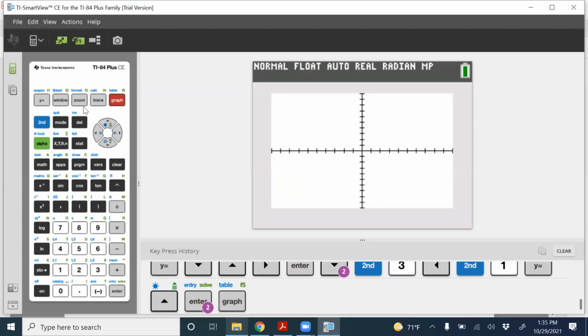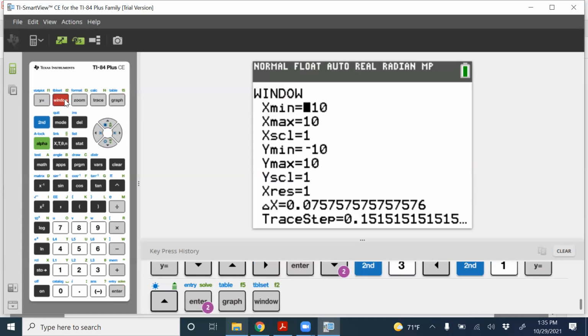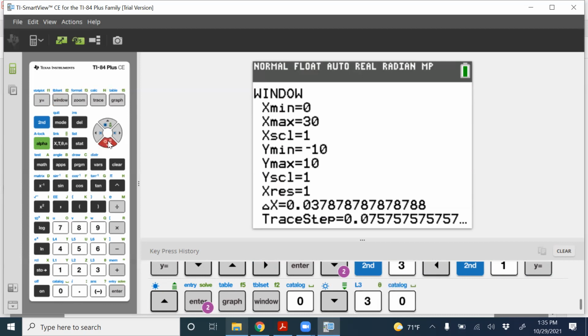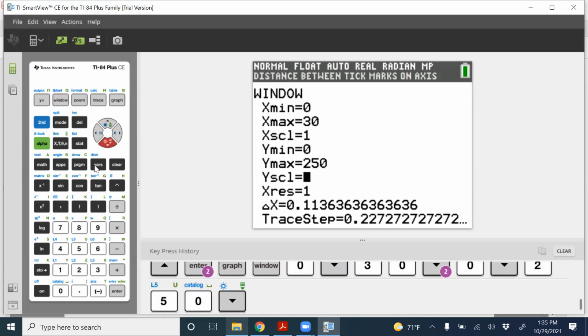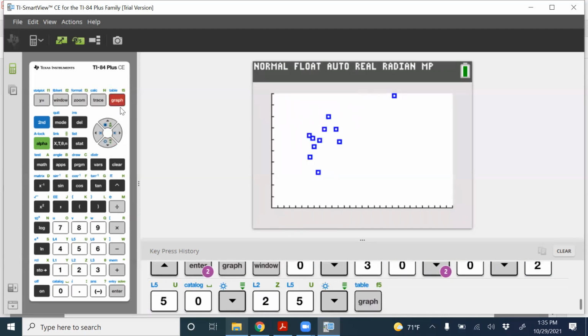Hit graph. You're not going to see anything right now. That's because my window is not set appropriately. You can see the lowest x value is 6.3, so I'll put 0. The highest x value is about 20, so I'll put like 30. And then y is the FPG. The highest is like 200, the lowest is like 70, so I'll go from like 0 to like 250, let's say. Maybe every 25. So you see it gives you the scatter plot right there.